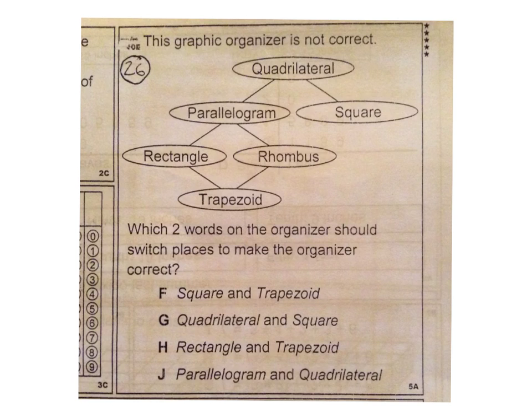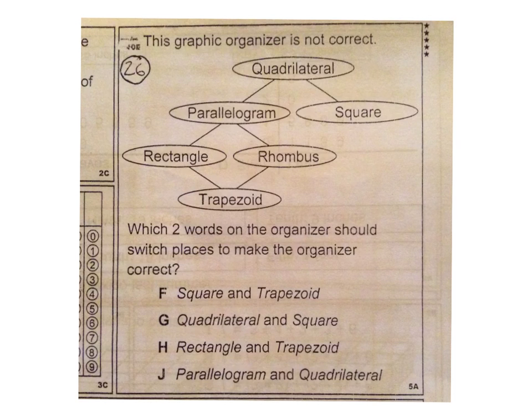This graphic organizer is not correct. We have a quadrilateral, which splits into a parallelogram and a square. The parallelogram splits into a rectangle and a rhombus, and then the trapezoid connects to both the rectangle and the rhombus. So it says, which two words on the organizer should switch places to make the organizer correct?